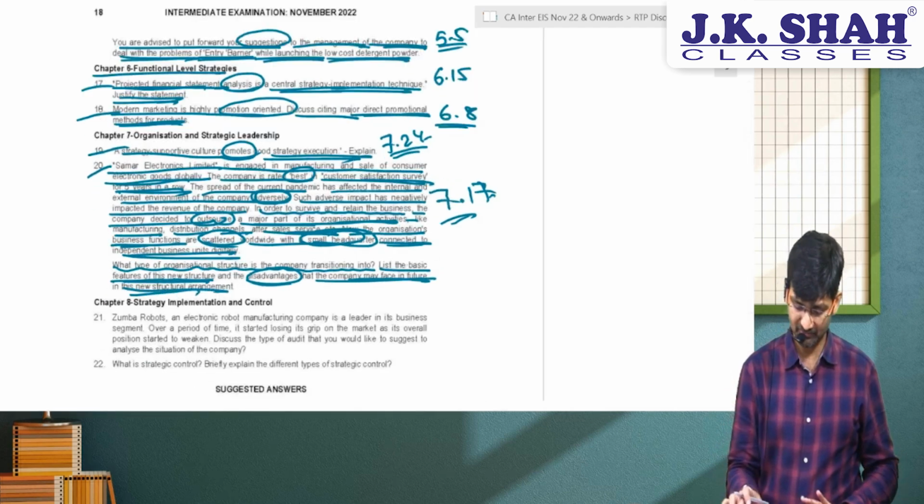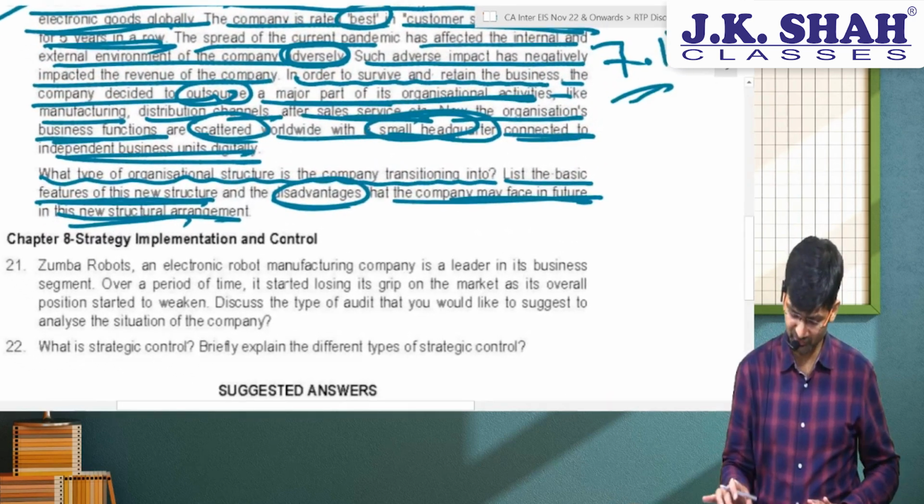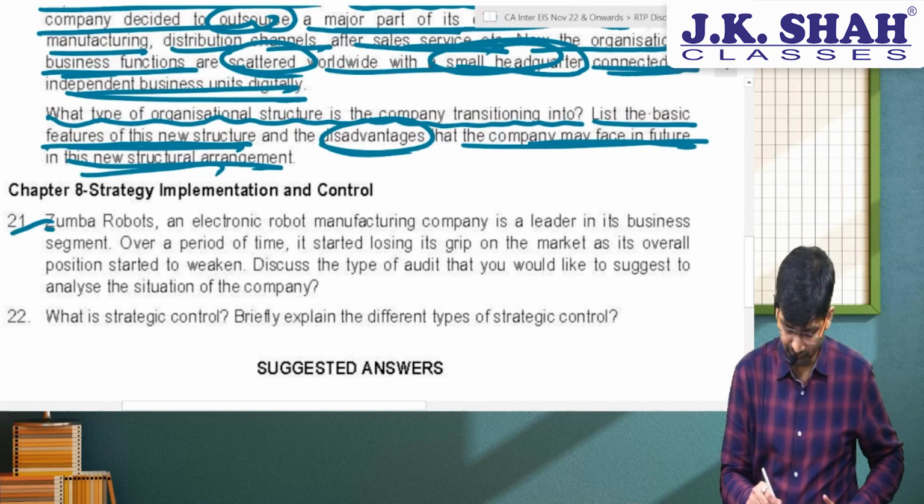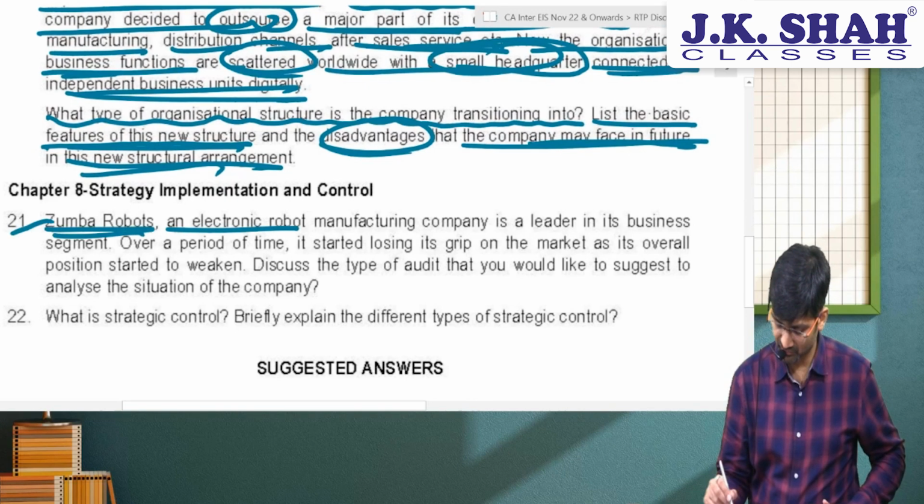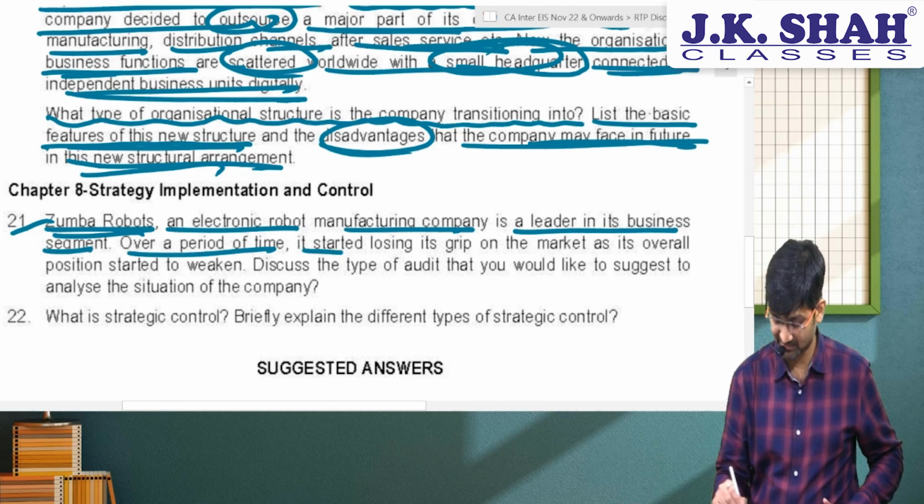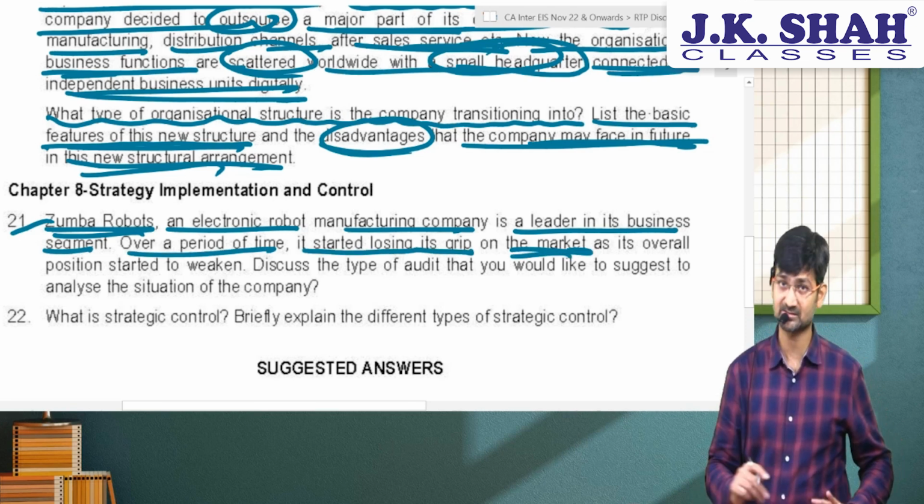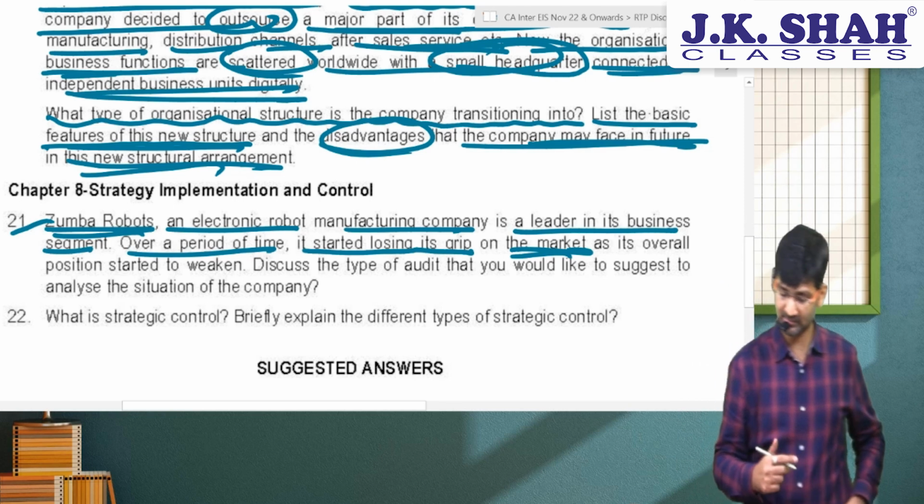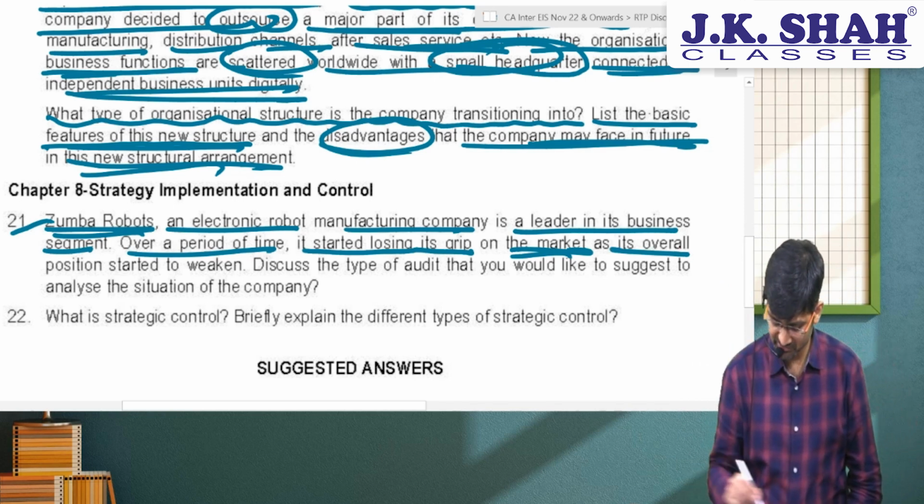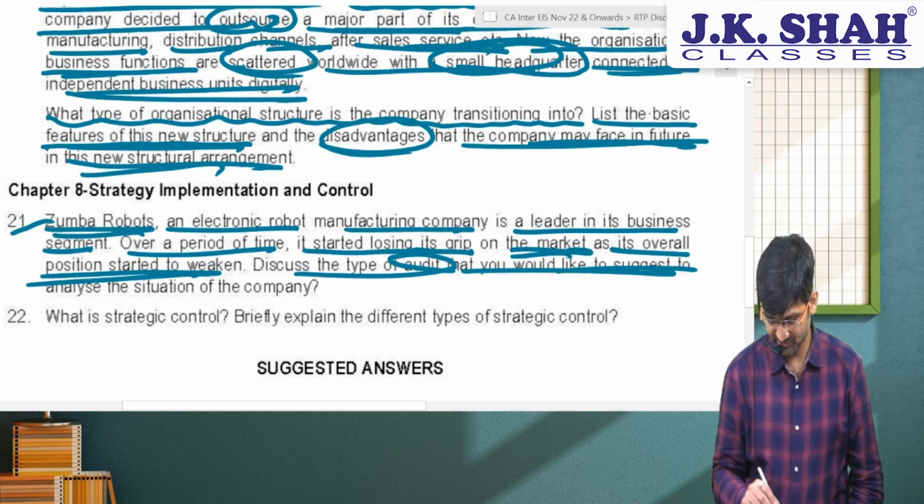Coming to the chapter 8 questions. Zumba Robots, an electronic robot manufacturing company, is a leader in the business segment. Over a period of time, it started losing its grip on the market, as its overall position started to weaken. Discuss the type of audit that you would like to suggest to analyze the situation.